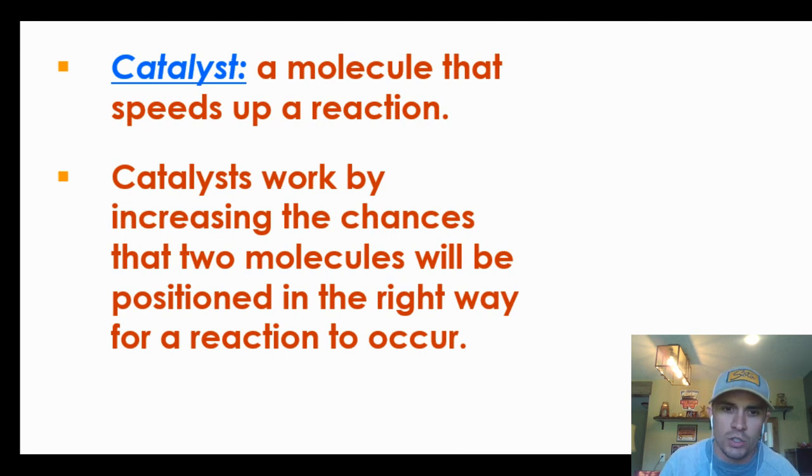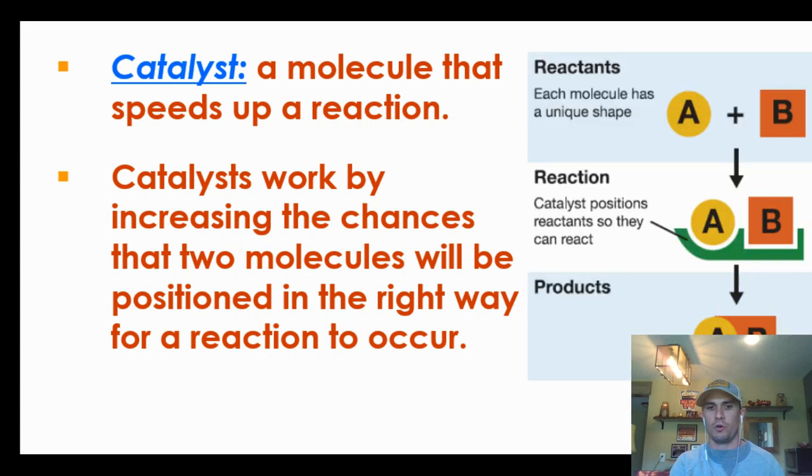And a catalyst works by increasing the chances that two molecules will be positioned in the right way for a reaction to happen. We take molecule A and molecule B, and we put them together, and that increases the chance that they will react. So here's another simplified way of explaining a catalyst.